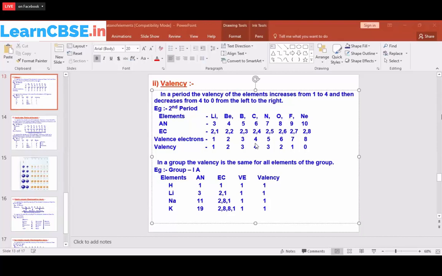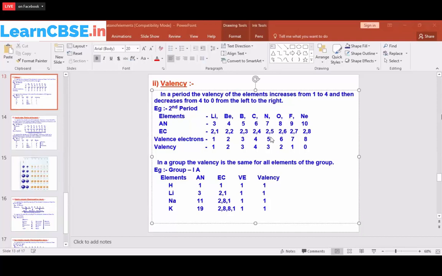Then carbon. Now carbon is actually midway because it has 4 electrons in the outermost shell. So if it wants to gain electrons, it has to gain 4. If it wants to lose electrons, it has to lose 4. So the valency of carbon is always 4.